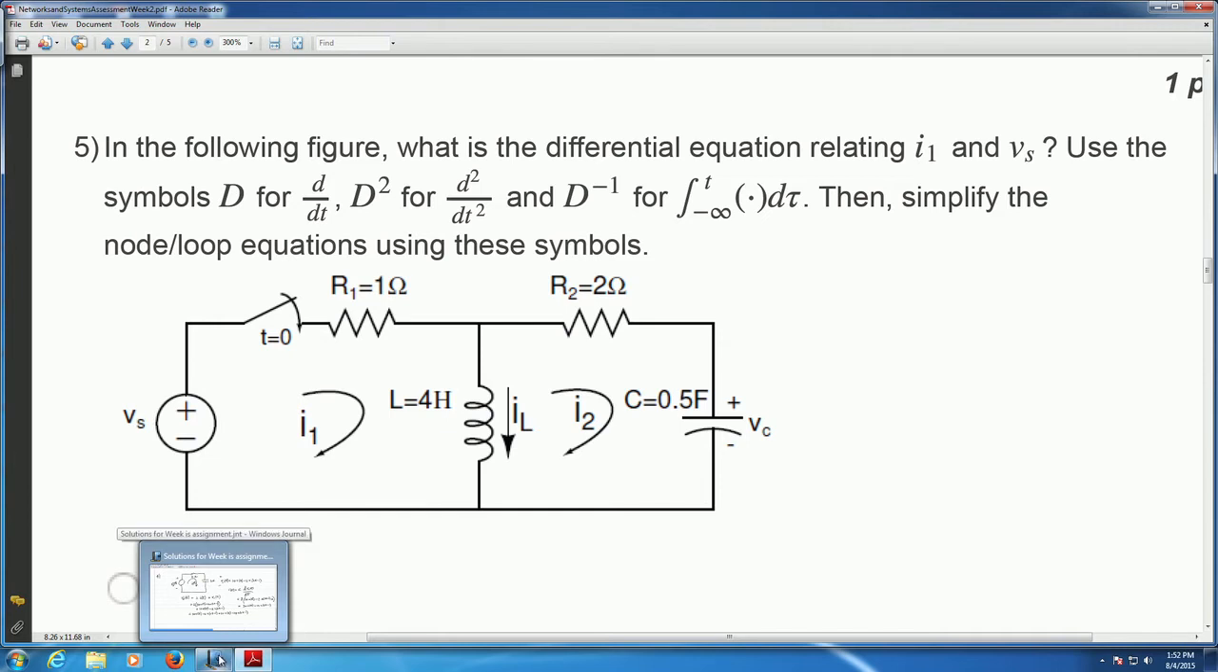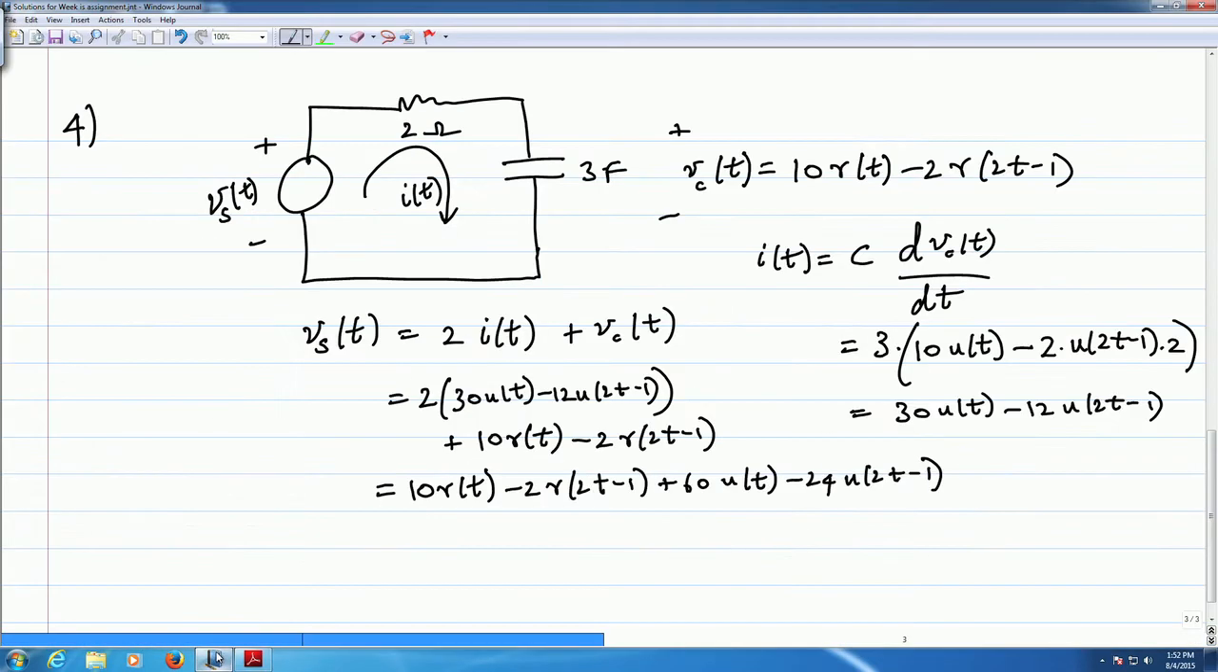So, let me redraw this circuit once again. For some reason I am not able to cut and paste this circuit, so I am going to redraw it. Let me just make sure I memorize this. Okay. So, that is fine.